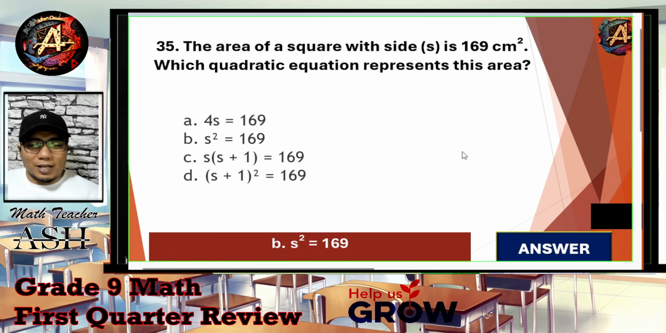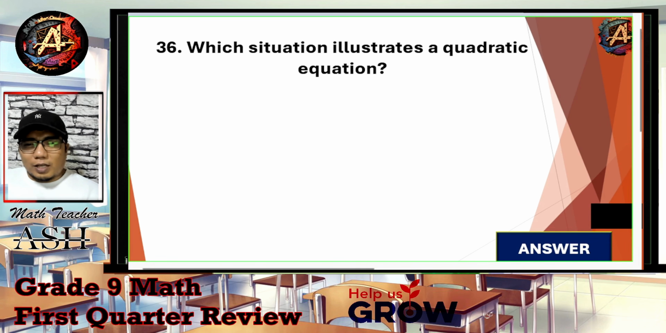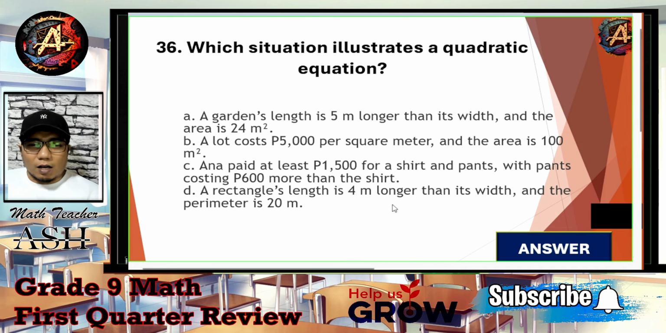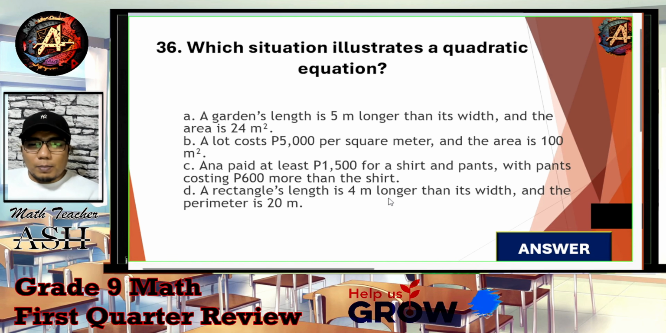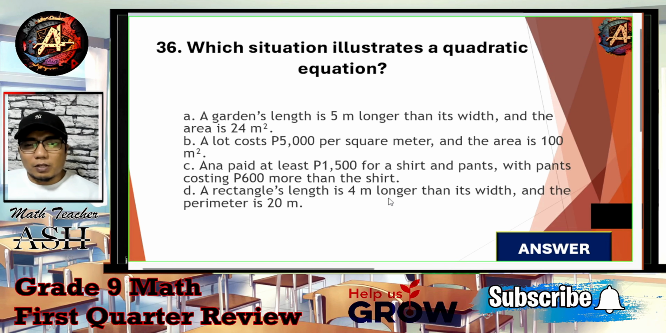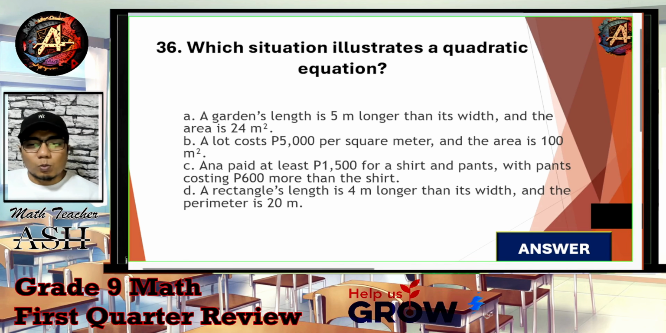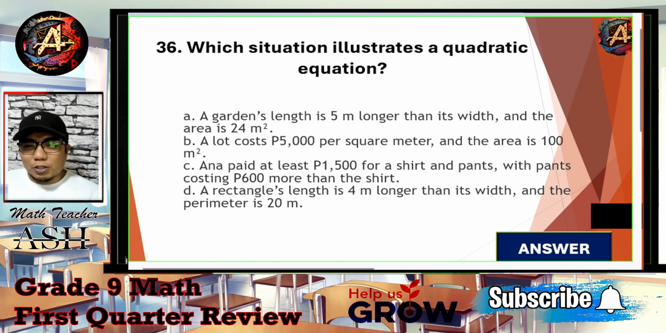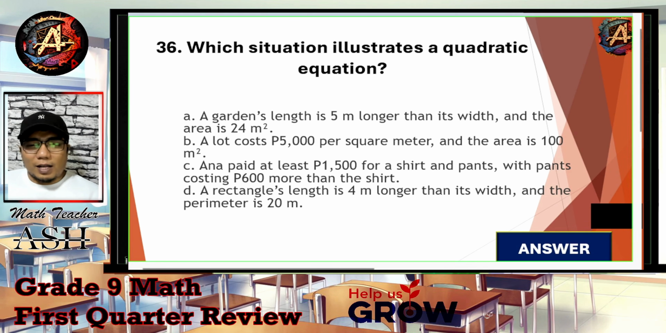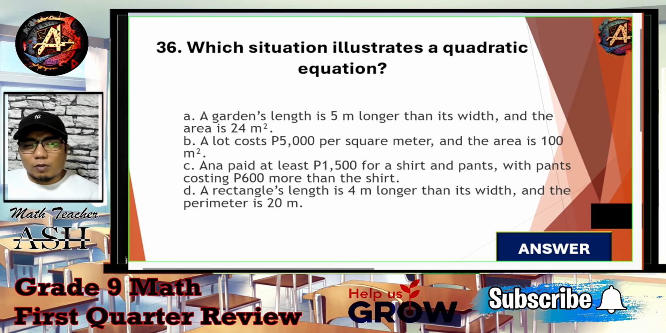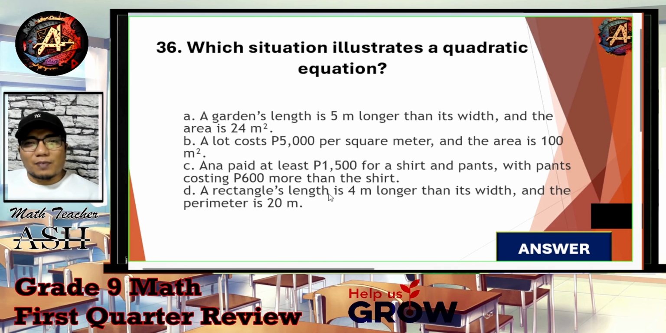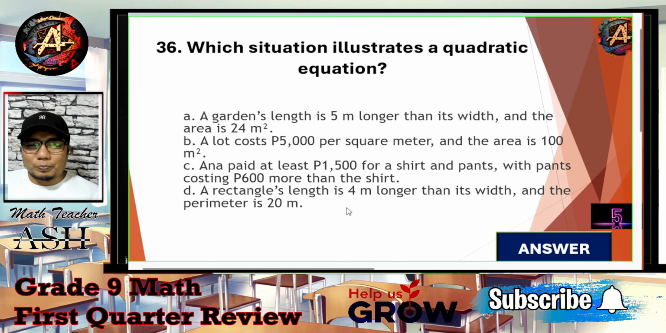Now, let's go to the next question. Which situation illustrates a quadratic equation? Is it A, a garden's length is 5 meters longer than its width and the area is 24? B, a lot costs 5,000 per square meter and the area is 1,000 square meters? C, Anna paid at least 1,500 pesos for a shirt and pants with pants costing 600 more than the shirt? Or letter D, a rectangle's length is 4 meters longer than its width and the perimeter is 20. I'll give you 5 seconds to think about your answer.